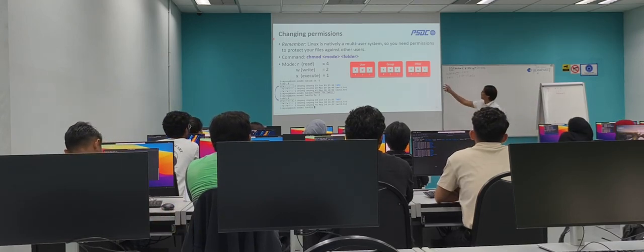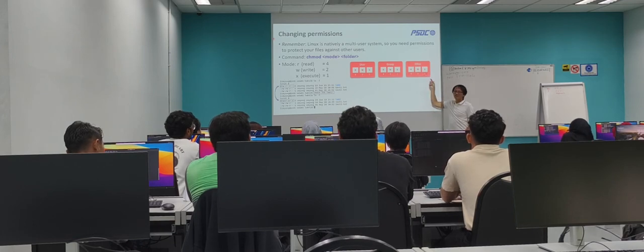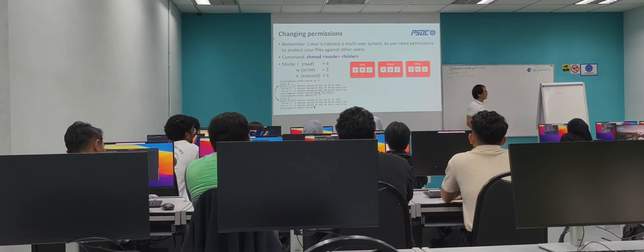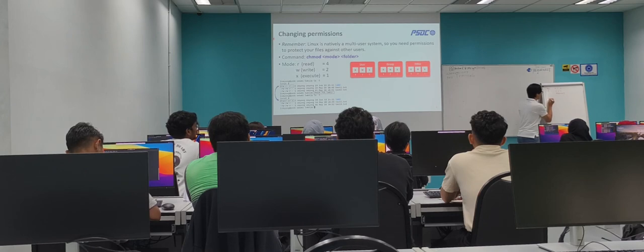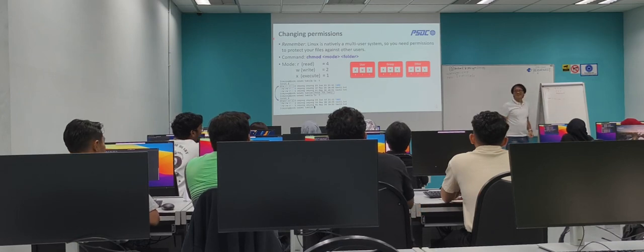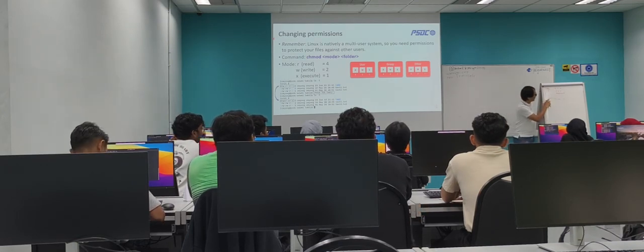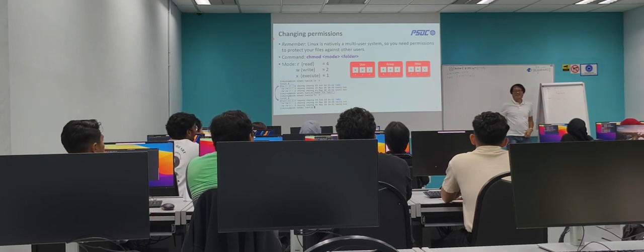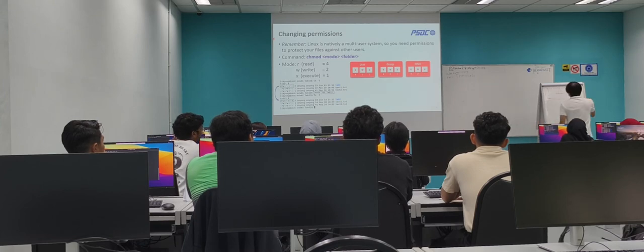So the digits 1 to 4 represent each field. Let's do this. Read, write, dash, read, dash, dash, dash, dash, dash. This gives 640. Okay, good. This is 6, this is 4, this is 0.